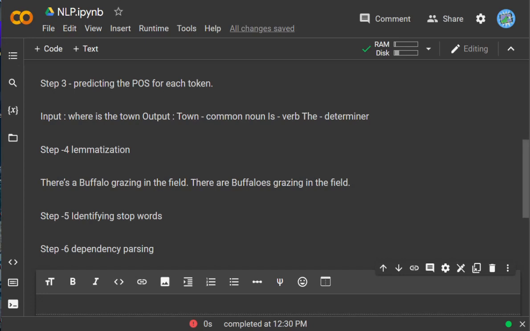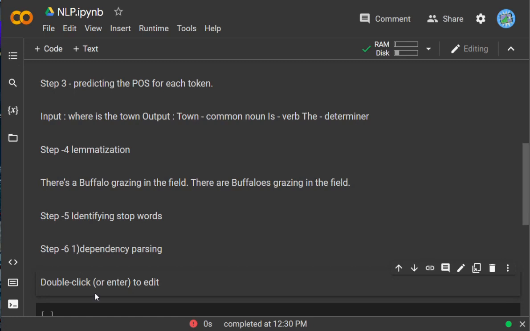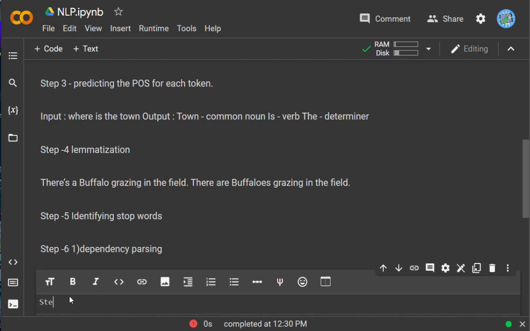So step 6 is basically divided into two parts. If dependency parsing is considered as the first part, I just write 1, and step 6 part 2 will be another important thing, which is finding noun phrases.